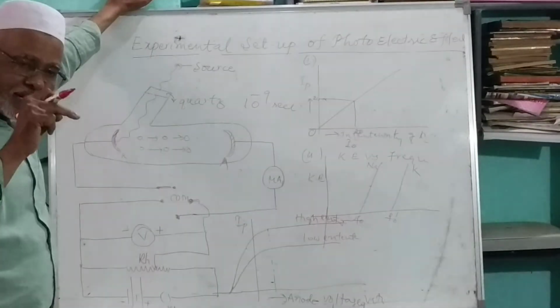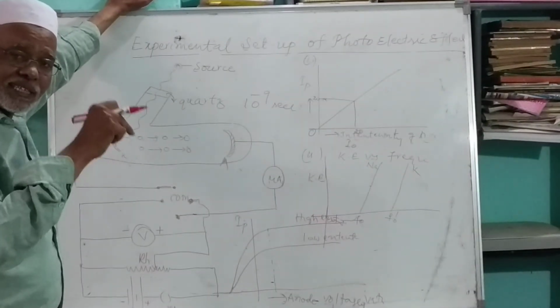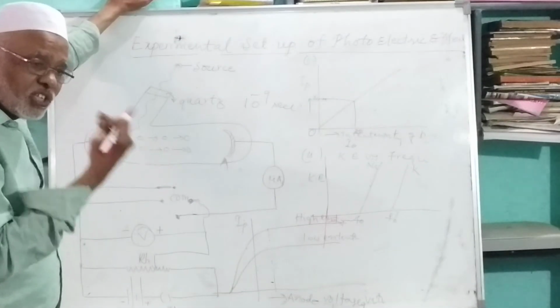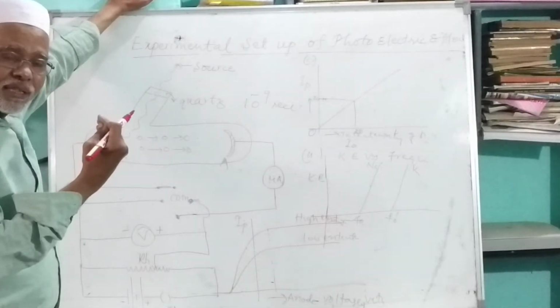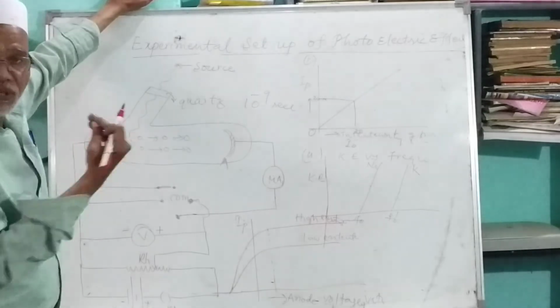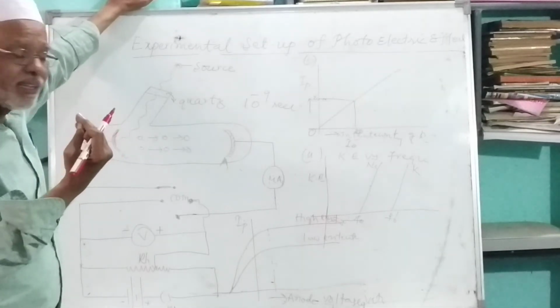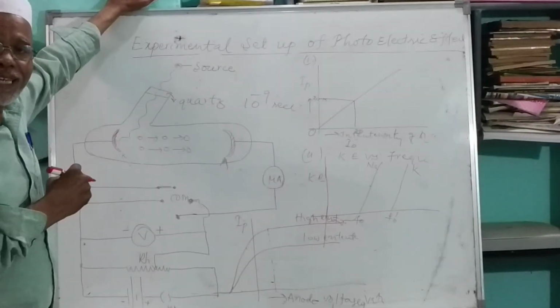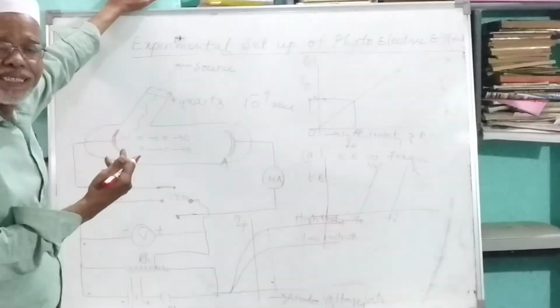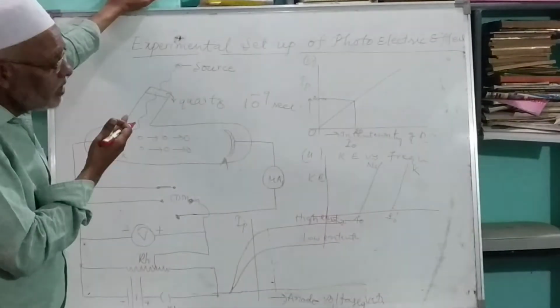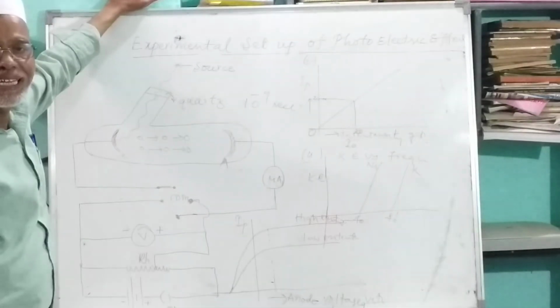When the light radiation is incident on the cathode and an electron is emitted, the time gap between the incidence and the emission of the photoelectron is about 10 to the power minus 9 seconds. Therefore, it takes place in a nanosecond. So this process is instantaneous.